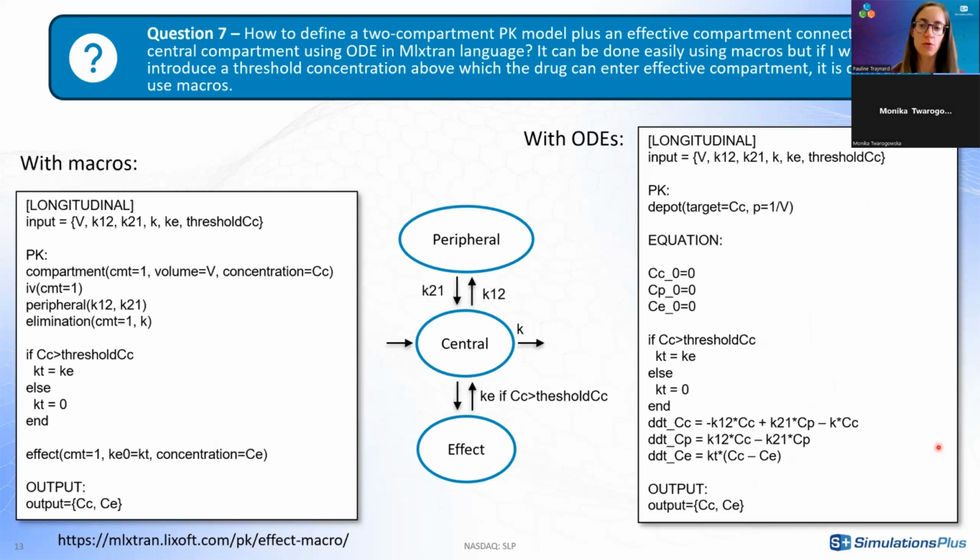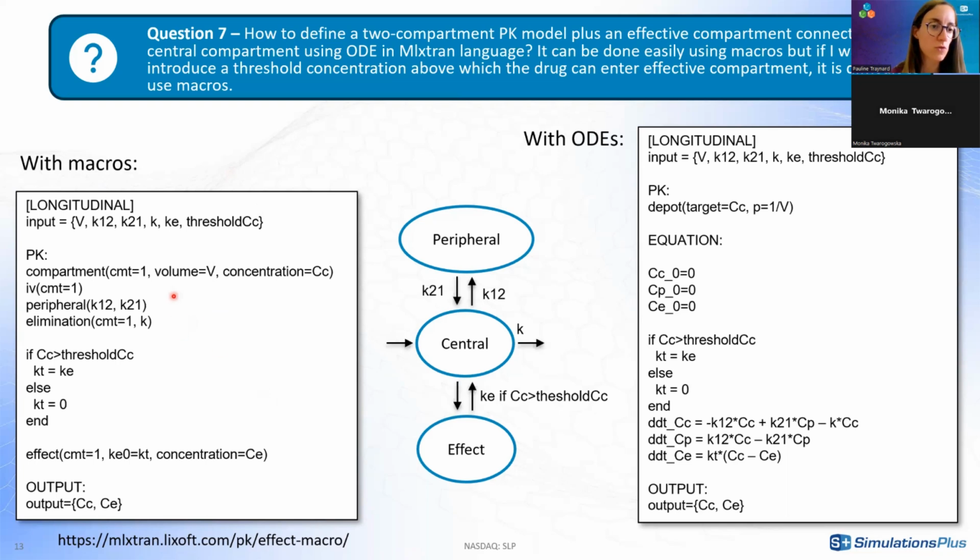Now, a last question on writing structural models is how to define a two-compartment PK model plus an effective compartment connected to the central compartment using ODEs in Mlxtran language. And the person asking the question said it can be done easily using macros, but if I want to introduce a threshold concentration above which the drug can enter the effective compartment, something that looks like this, it is difficult to use macros. So actually, it is possible to include this type of threshold in the model written with PK macros, and it looks like this.